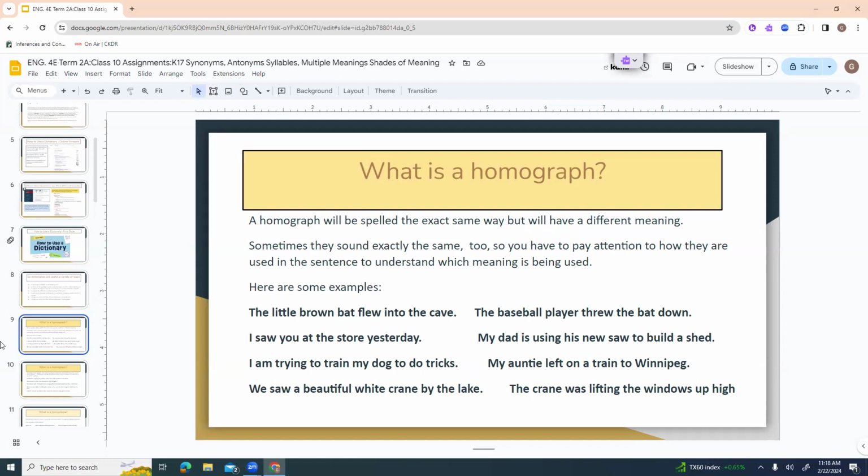We saw a beautiful white crane by the lake. In this case, I'm talking about the bird. The crane was lifting the windows up high. In that case, I'm talking about the construction machine called a crane. So you can see how these are some very simple ones, but a word that sounds the same could actually have two completely different meanings. And that's called a homograph in English.